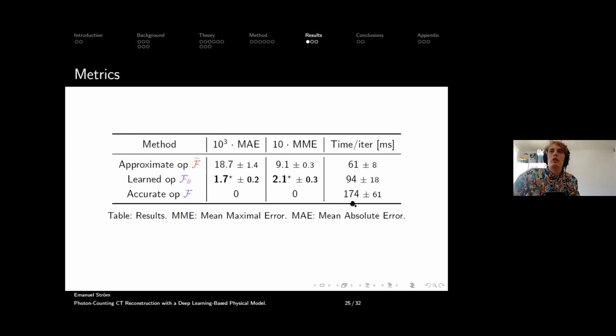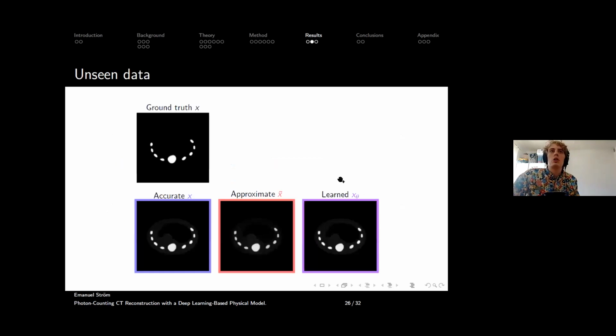So, okay, let's look at some examples of reconstructions. Here we have reconstruction using the accurate forward operator, using the approximate forward operator, and using the learned forward operator. In particular, this is the bone concentration of the image. So it's not evident that there's any difference between these reconstructions.